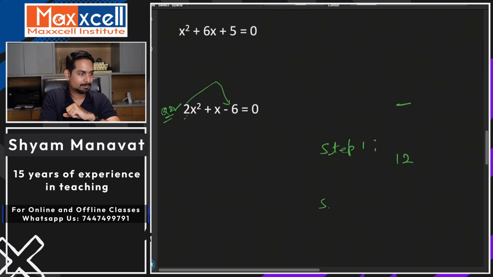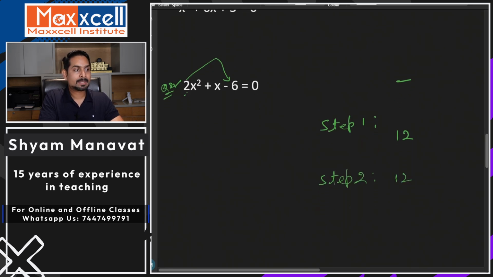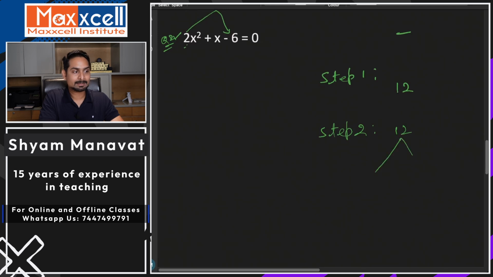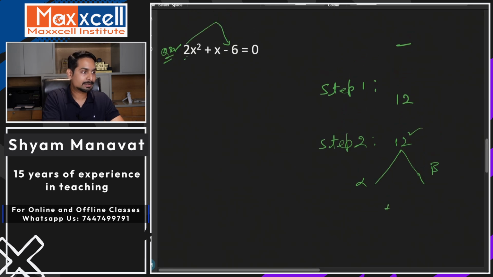Now step number 1 of the previous solution will become step number 2 here, which is what? You take this 12 and split it into two parts, let's say alpha and beta, such that the product of alpha and beta should again be 12, and the sum of alpha and beta should get you the coefficient of x, that means the middle term.